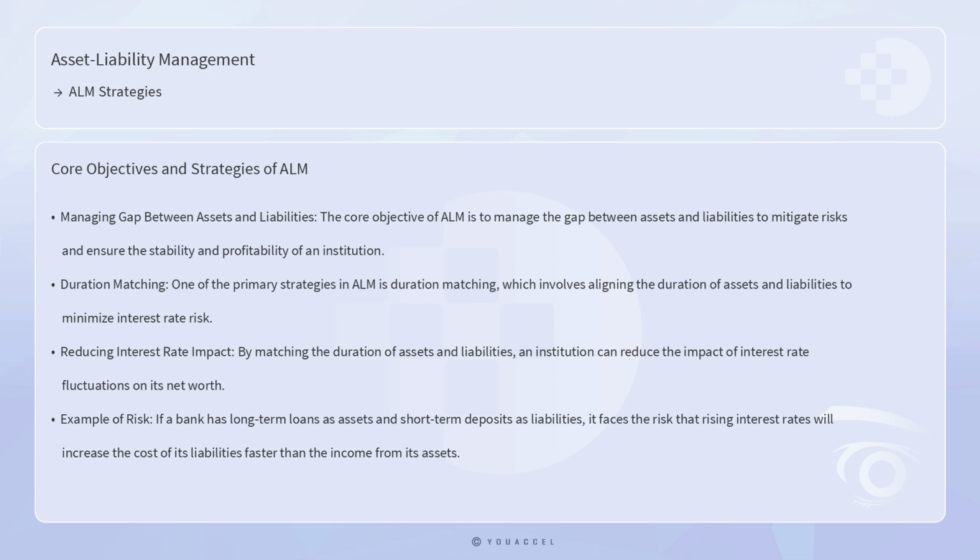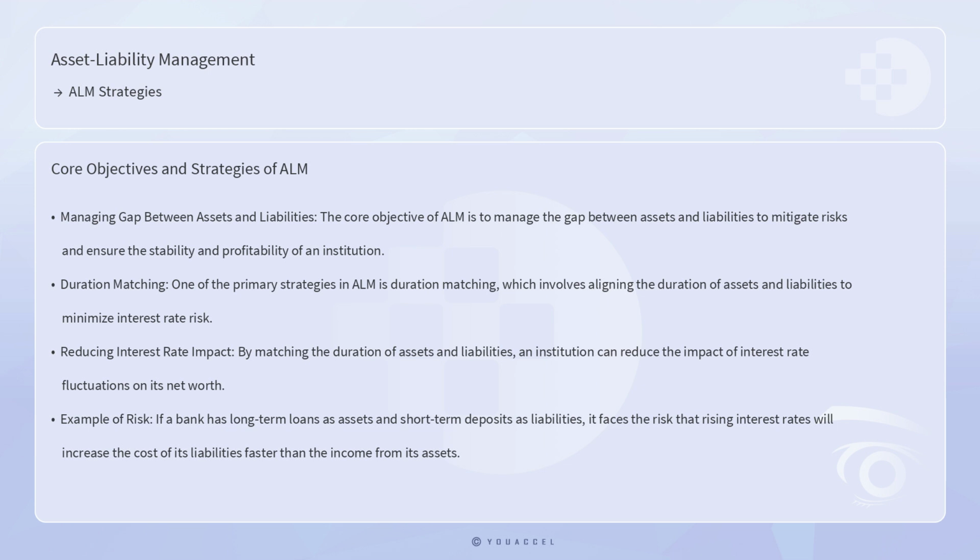One of the primary strategies in ALM is duration matching, which involves aligning the duration of assets and liabilities to minimize interest rate risk. Duration is a measure of the sensitivity of the price of a financial instrument to changes in interest rates. By matching the duration of assets and liabilities, an institution can reduce the impact of interest rate fluctuations on its net worth.